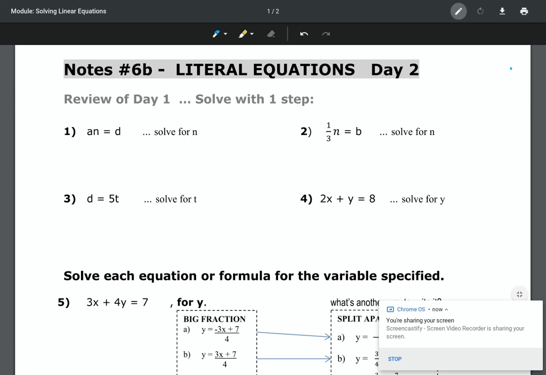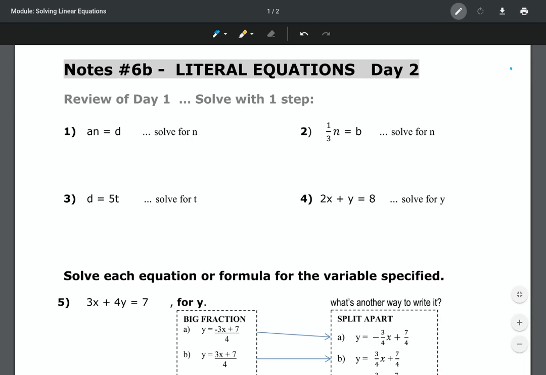Today we're going to cover the second day of literal equations. So that means it could possibly be more than just one step. So let's just review day one.